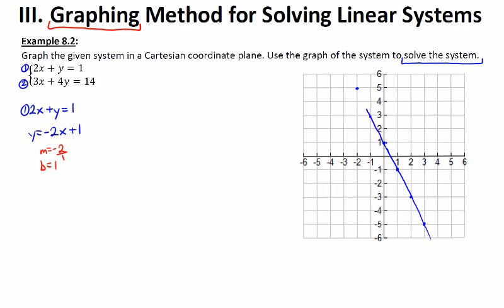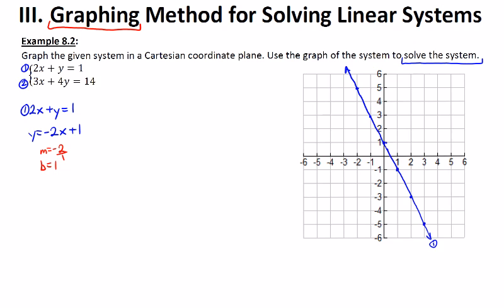Just as a heads up, when you're graphing as a method for solving a system, you need to have a great deal of precision when you do this. I'm going to label this as the graph of equation 1. If you don't have a great deal of precision with this, then whatever you estimate as your solution won't end up working. So you want to be as precise as you possibly can, so that way it takes as much of the guesswork out for what you think the solution is.